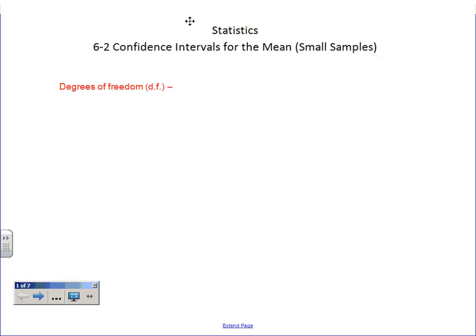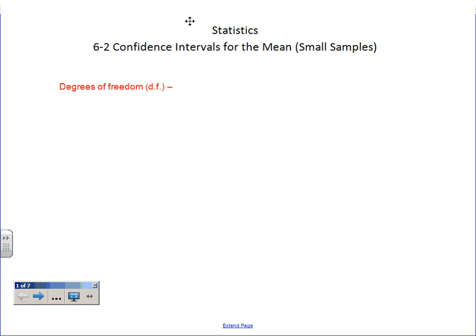6-2, confidence intervals for the mean if you have a smaller sample. In 6.1 we said, well, if we have a big one, and sometimes we knew the standard deviation, sometimes we didn't, and if the sample was large enough, which was 30 or more, we could just use the sample standard deviation. We didn't have to find the actual one.